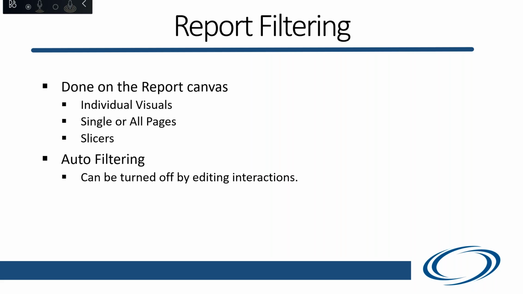And another thing that we'll be looking at is the auto filtering. So within Power BI, when you select a particular point on a chart or you use a slicer to filter data, all of the visuals on that report page will filter with that. You can turn this off and on by editing the interactions within your reports.